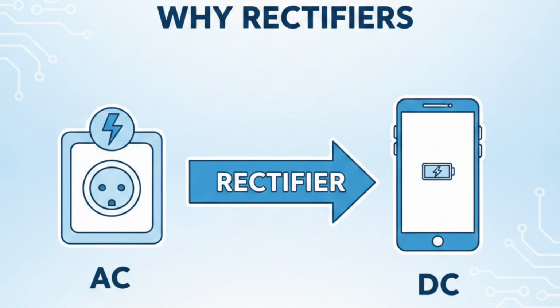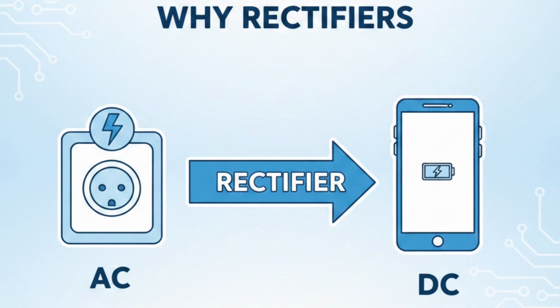So let us begin. Friends, our house supply is AC current. But mobile phones, laptops and electronic circuits work only on DC. So what do we do? We use a circuit called a rectifier. A rectifier is simply a device which converts AC into DC using special components called diodes.